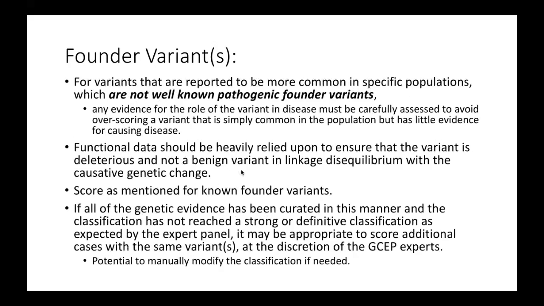Also, functional data should be heavily relied upon to ensure that the variant is disruptive, not deleterious, but it does have an abnormal function or is disrupted to that gene, and not a benign variant in linkage disequilibrium with the causative genetic change. Also, you want to score, as mentioned, for the known founder variants. And if all the genetic evidence has been curated in this manner and the classification has not reached a strong or definitive as expected by the expert panel, it may be appropriate to either score additional cases or to do that manual modification where we provide evidence. We also provide information on how to do that modification previously.